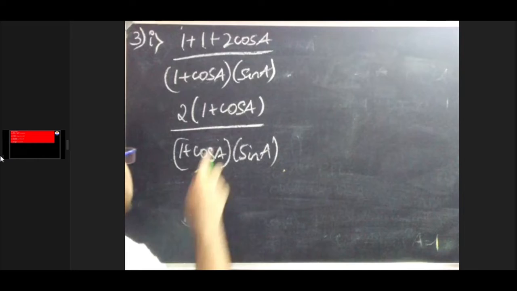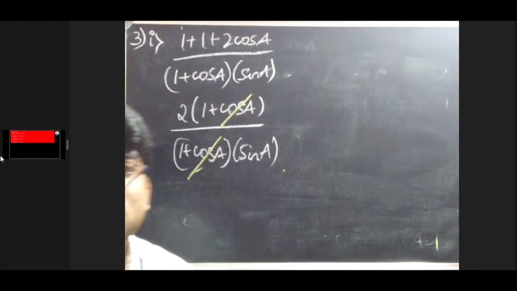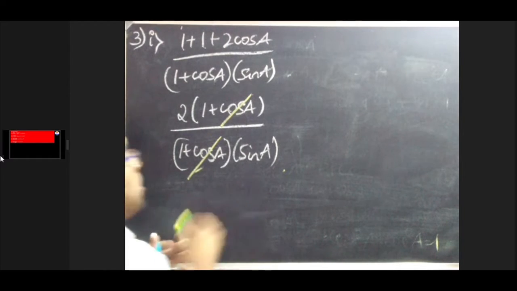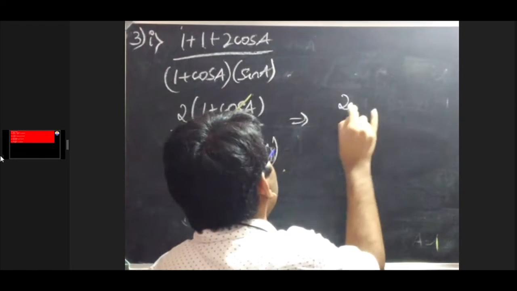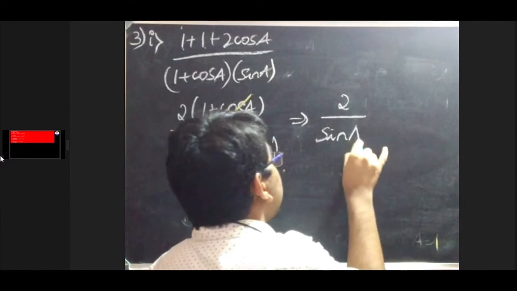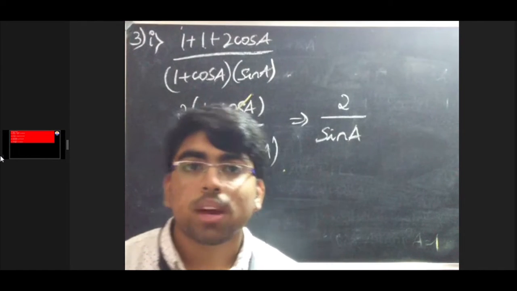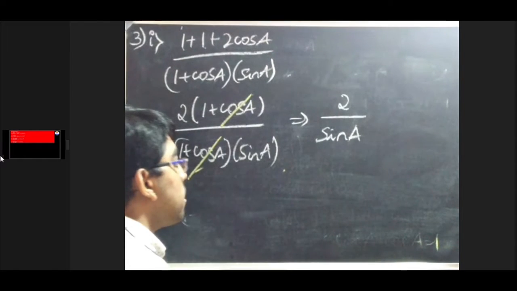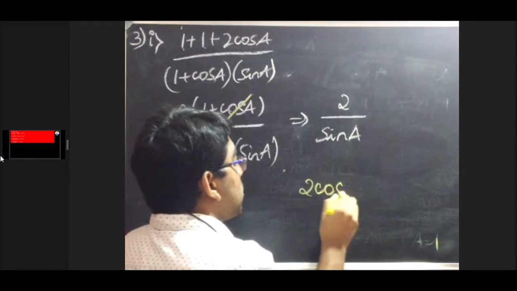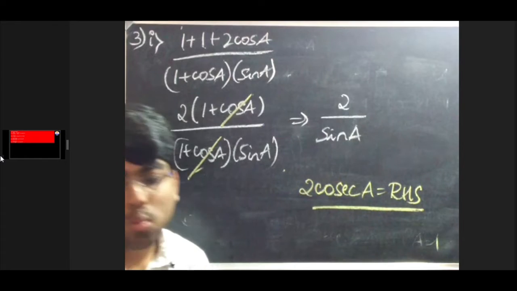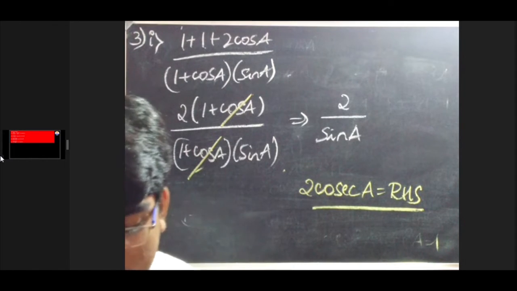So your 1 plus cos A is there both in numerator and denominator. So they both get cancelled as shown. Then we will be left over with 2 divided by sin A. We know that 1 by sin A is cosecant A. So 2 divided by sin A is 2 cosecant A, which is equal to our RHS. So the solution for this question is displayed in the other window. Oh, the solution is visible.